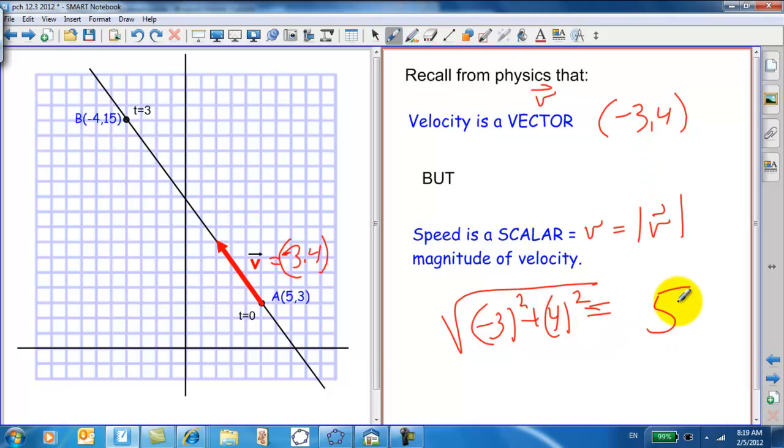So this you might have a better understanding of in terms of what the actual speed of the object is, 5. It's a little awkward thinking of the vector, the velocity is (negative 3, 4), but in this component form it's going to be so much easier to work with.